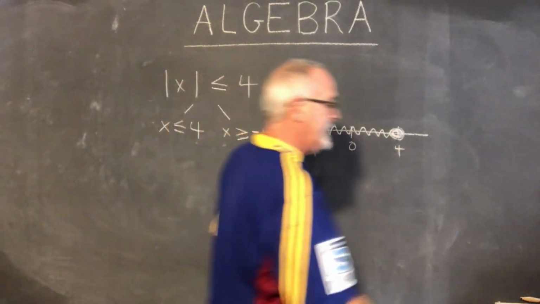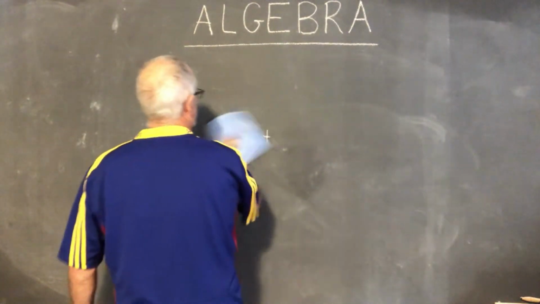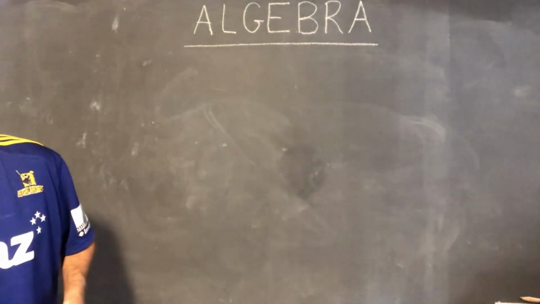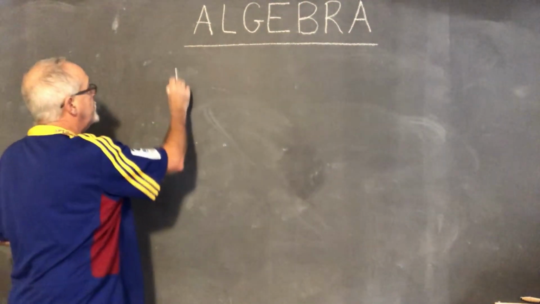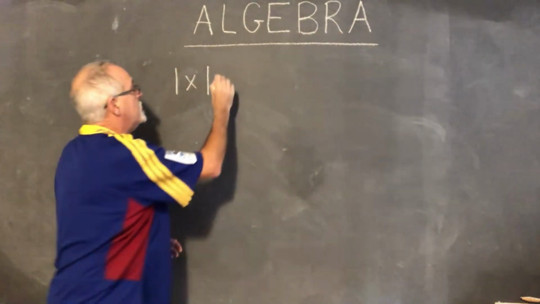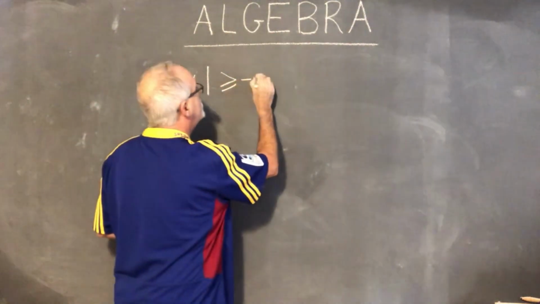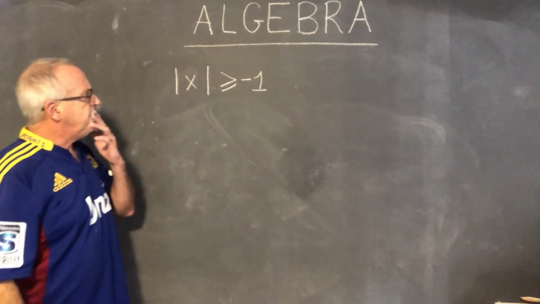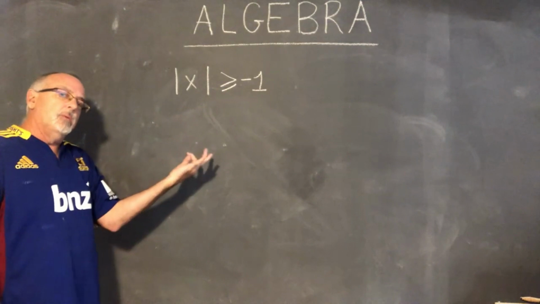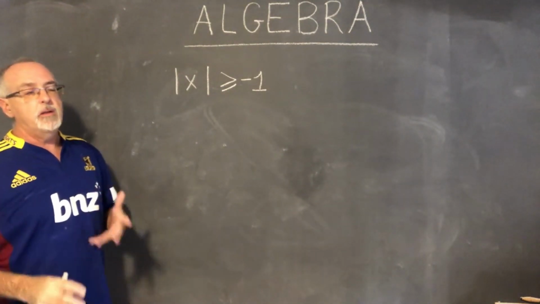My next one. Not much more challenging, just a little baby step. How about the absolute value of x greater than or equal to negative 1. Okay, so what's different? I went back to a greater than, but I kept the or equal to. You have all this variety of less than or equal to, or greater than or equal to.